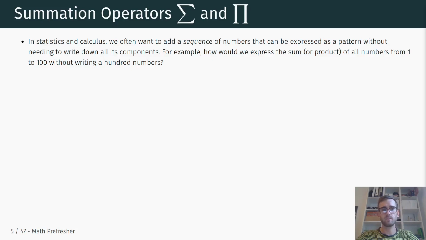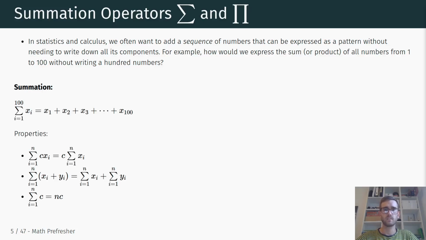So for example, suppose we wanted to express the sum or product of all numbers from 1 to 100 without necessarily writing down each individual number. And for tasks like this, we use the summation operator or the product operator, which is the capital sigma or capital pi that you see up there. So for summation, this usually looks like this.